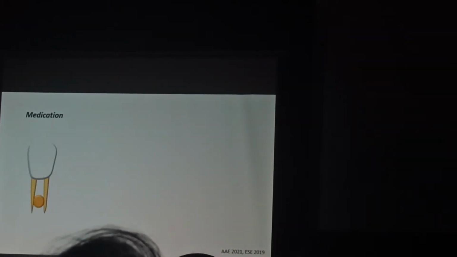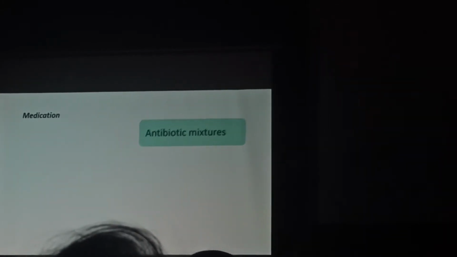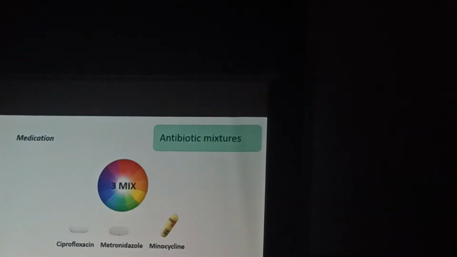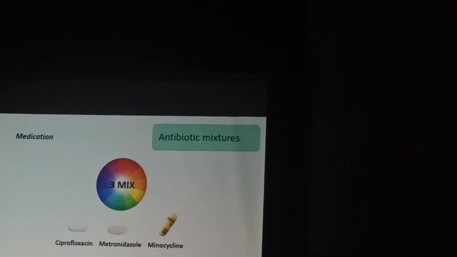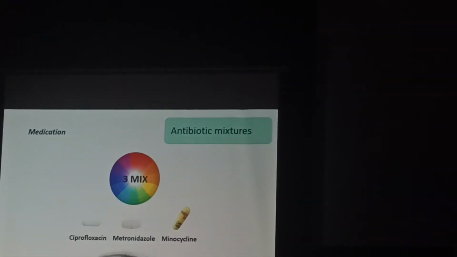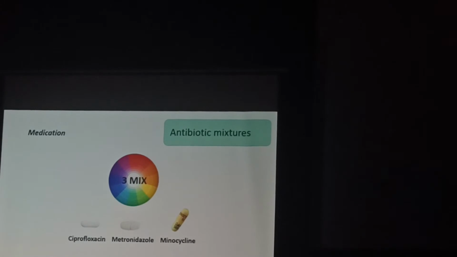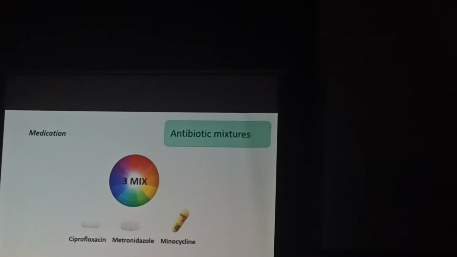For the medication, we have to think about that. There are two main types of medications used nowadays. One is calcium hydroxide, and the other is an antibiotic mixture. We have to talk about the antibiotic mixture first because it may not be a common medicament used nowadays. The antibiotic mixture we are using is called triple mix, composed of three types of antibiotics: ciprofloxacin, metronidazole, and minocycline.